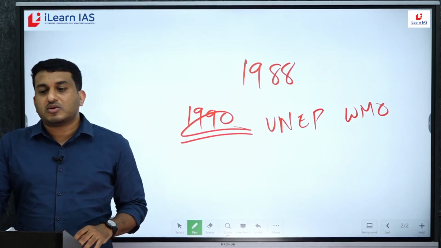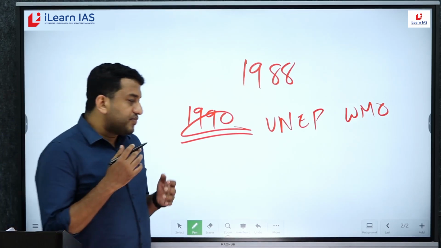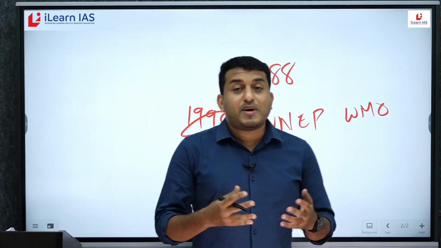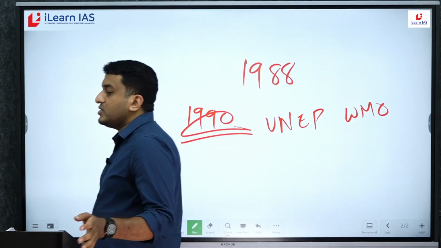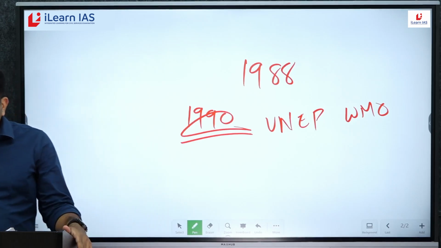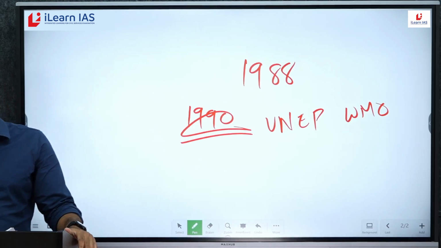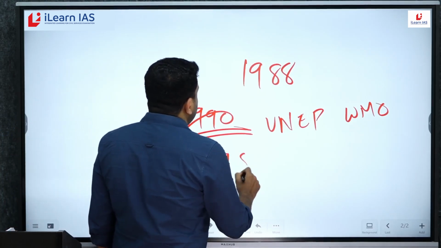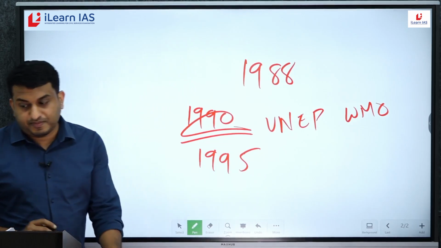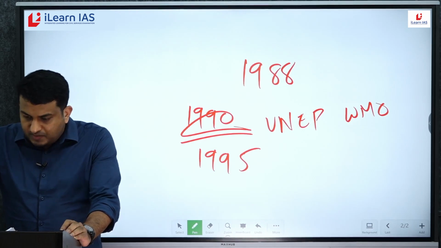The report actually consists of causes, consequences, as well as the mitigation efforts to combat climate change. Now after this first assessment report, which was published in 1990, in 1995 the IPCC comes up with the second assessment report. So the second assessment report was published in 1995.